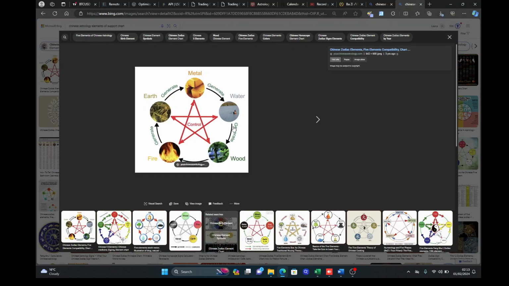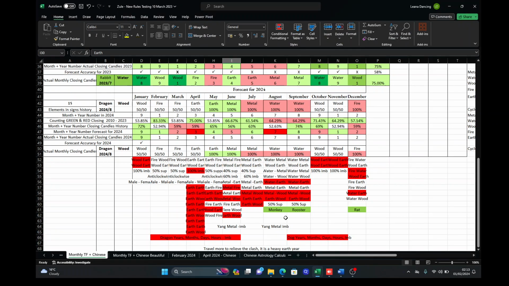Here is the circle of destruction. Wood hates earth. Wood conquers earth. They have an unfriendly and conquering relationship. And that's the picture for April.